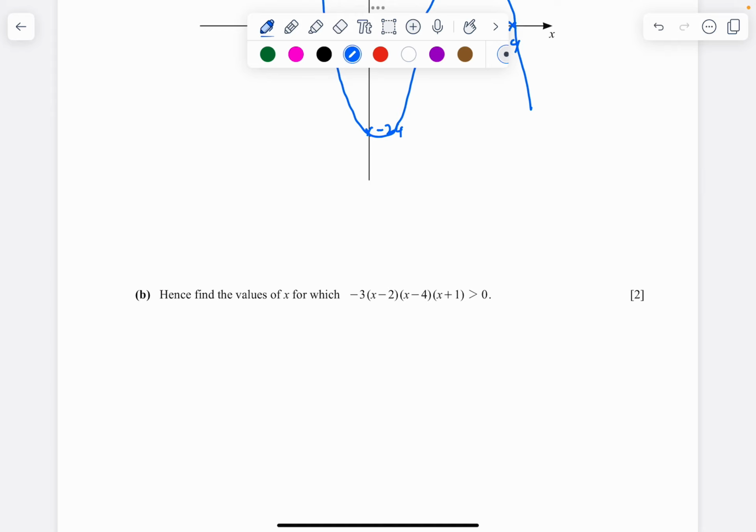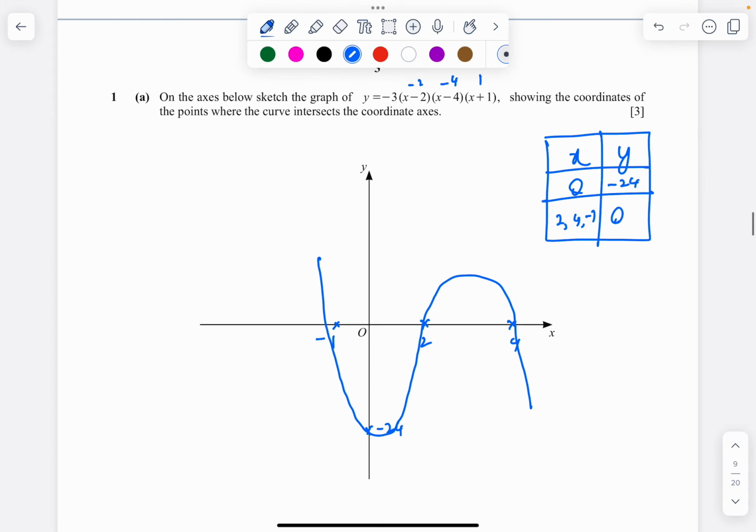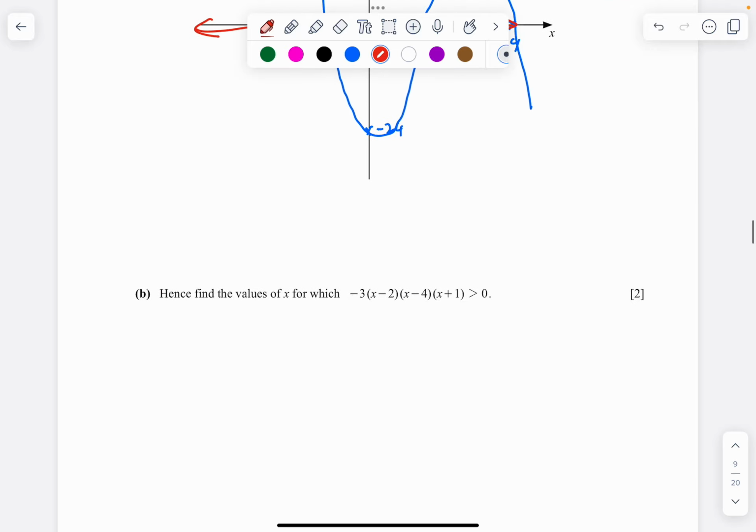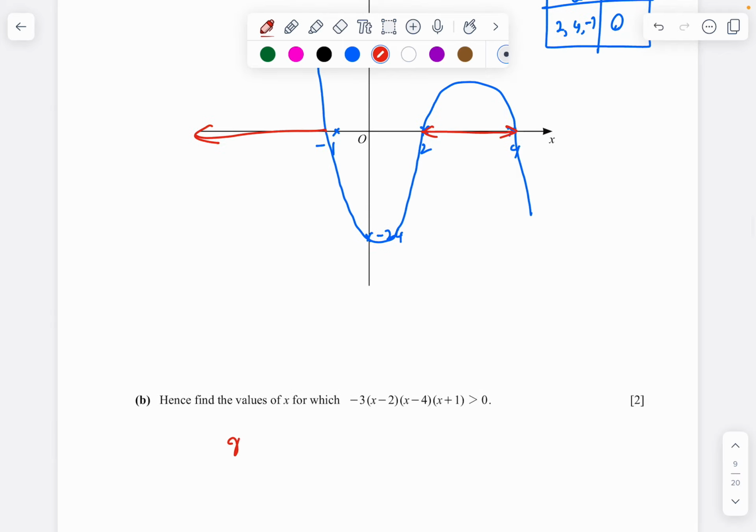Hence find the values of x where it is greater than 0. Greater than 0 means all this part, and from here to here, this is greater than 0. So I will write here: x is less than negative 1 and x lies between 2 and 4. So this is the answer.